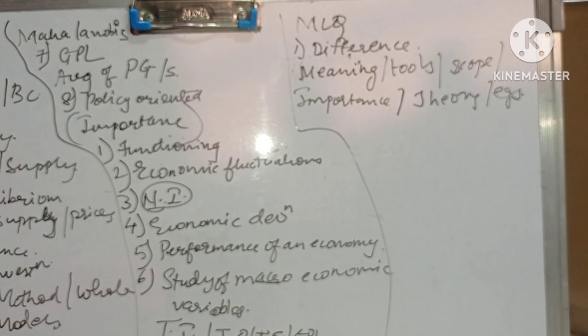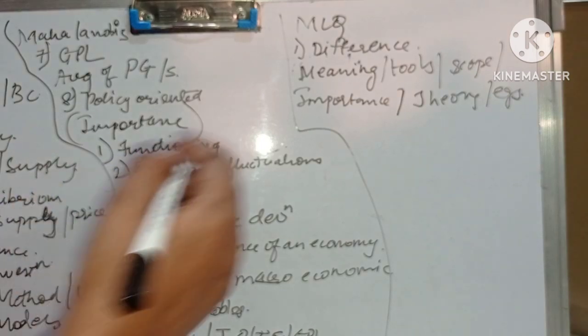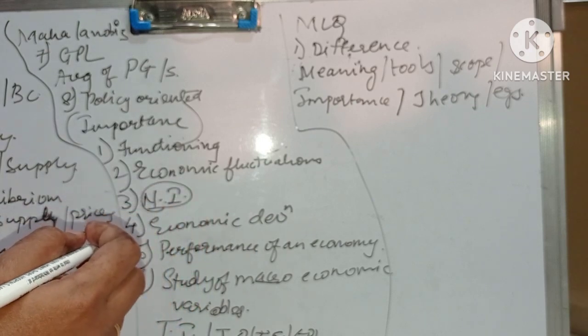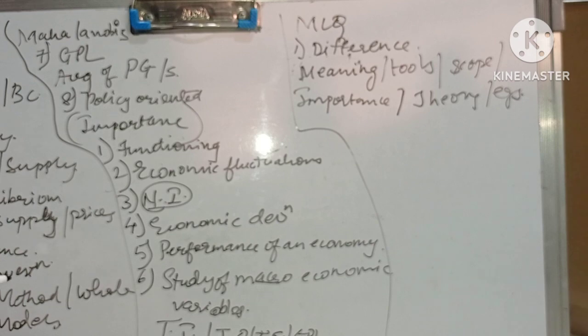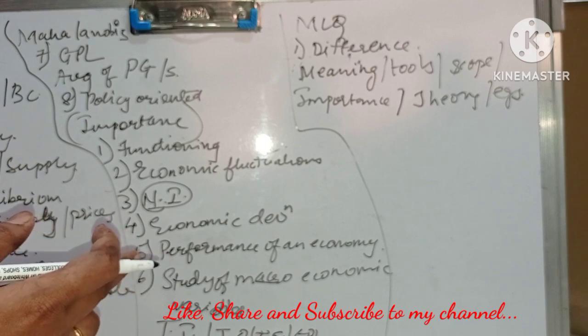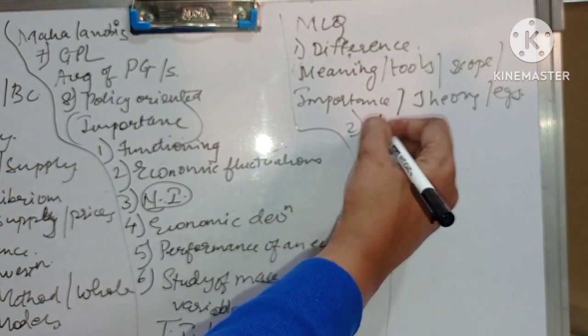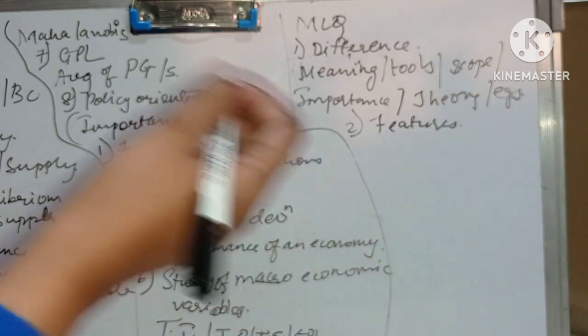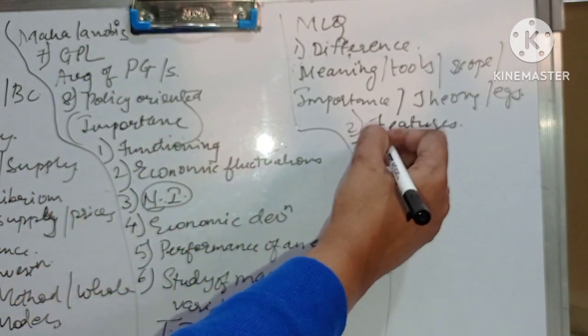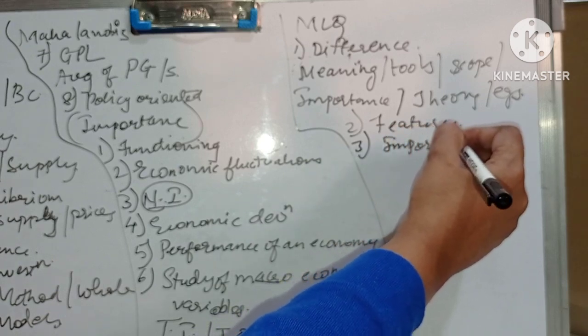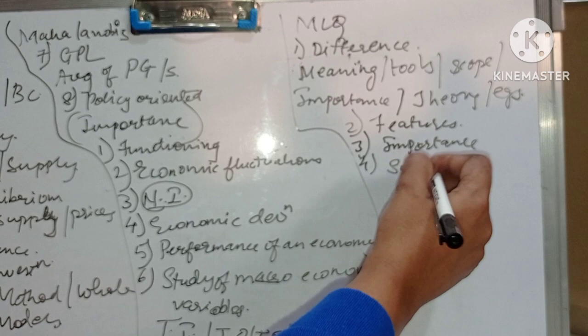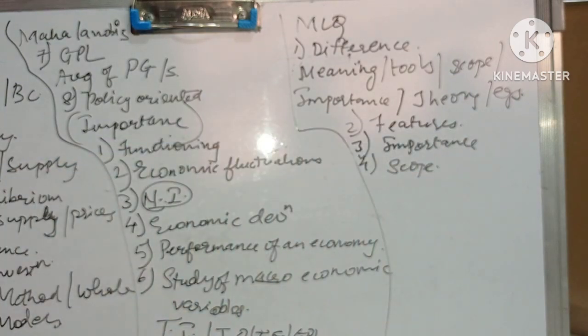As a whole, you also have to learn the entire concepts, tools, importance, and theory for all these things. The next question is on the slicing method. What's the difference between the slicing method and the lumping method? You can give examples of those two methods also. Then the most likely question is features. Features can be for macro or microeconomics; you have to study it. Then the importance, then the scope.